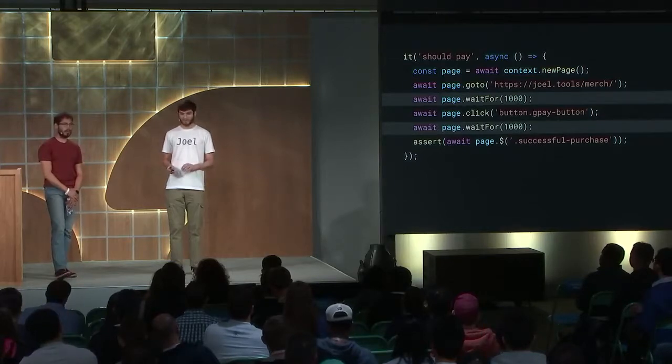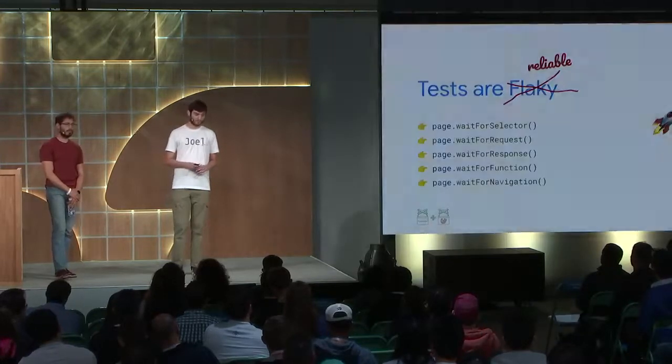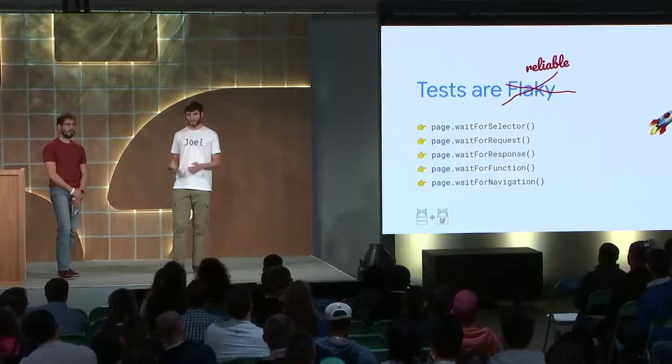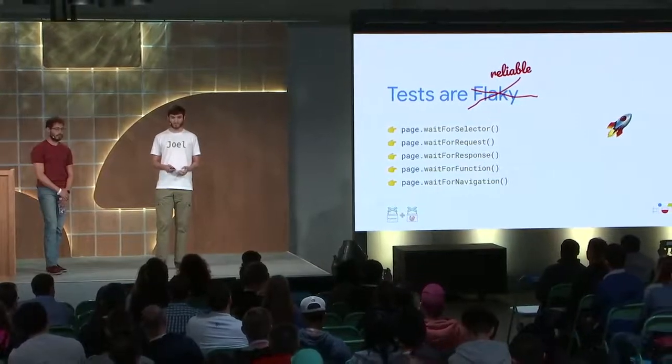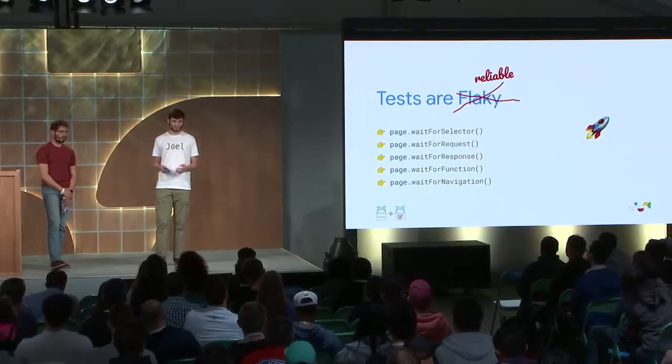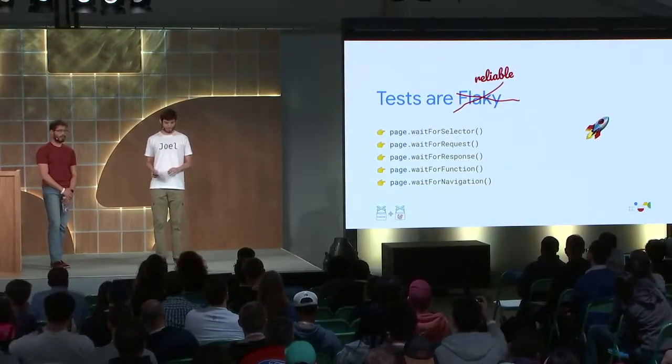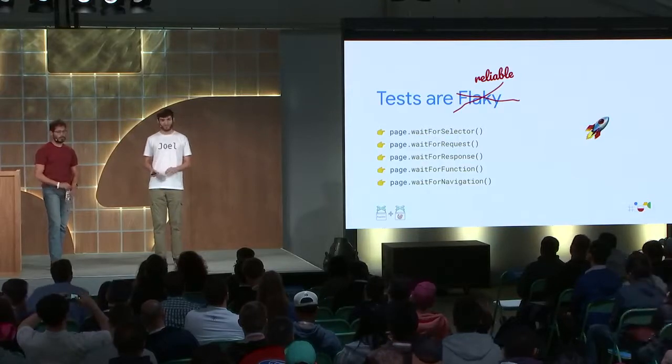But with Puppeteer, we have an even better solution. So with Puppeteer, we have a set of reactive APIs that we call our wait for X APIs. You can wait for DOM elements to appear. You can wait for network requests to be sent and finish, and many more. So let's look at the right way to fix this test.